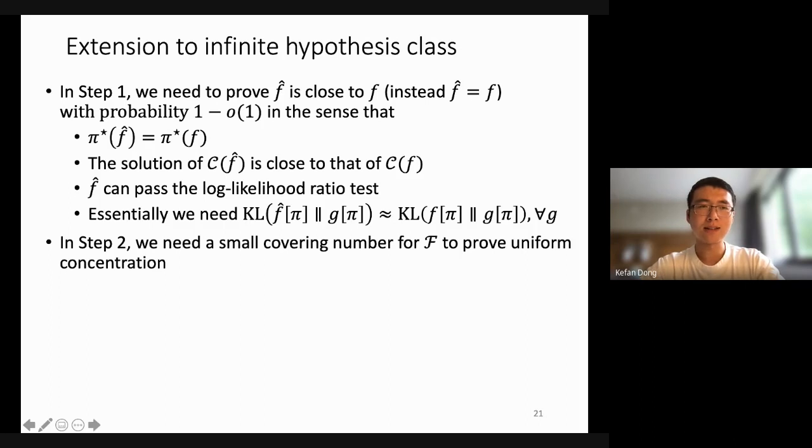Okay, and the other difference is in step 2. In this case, we just need a small covering number for the hypothesis class to prove a uniform concentration result. And the algorithm stays exactly the same. We only need to change the analysis.